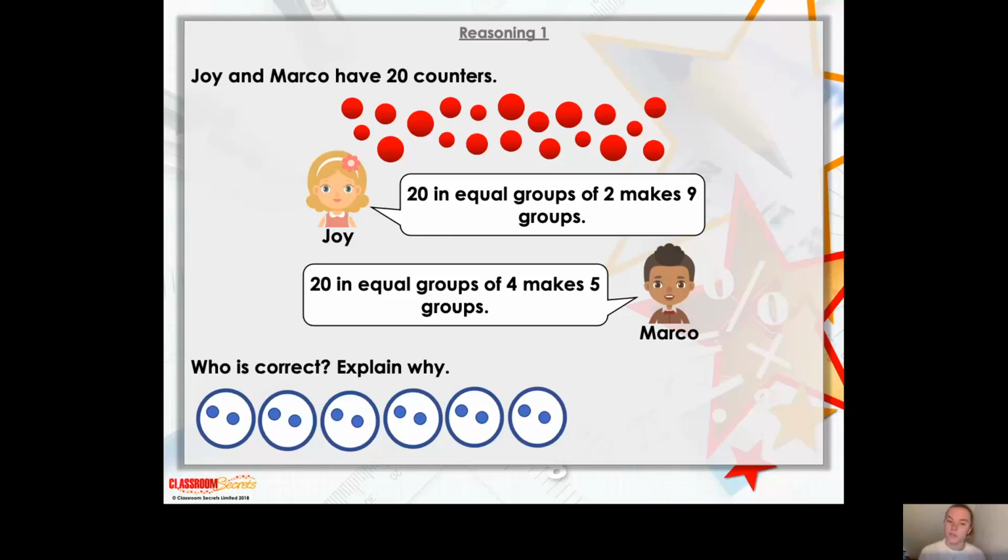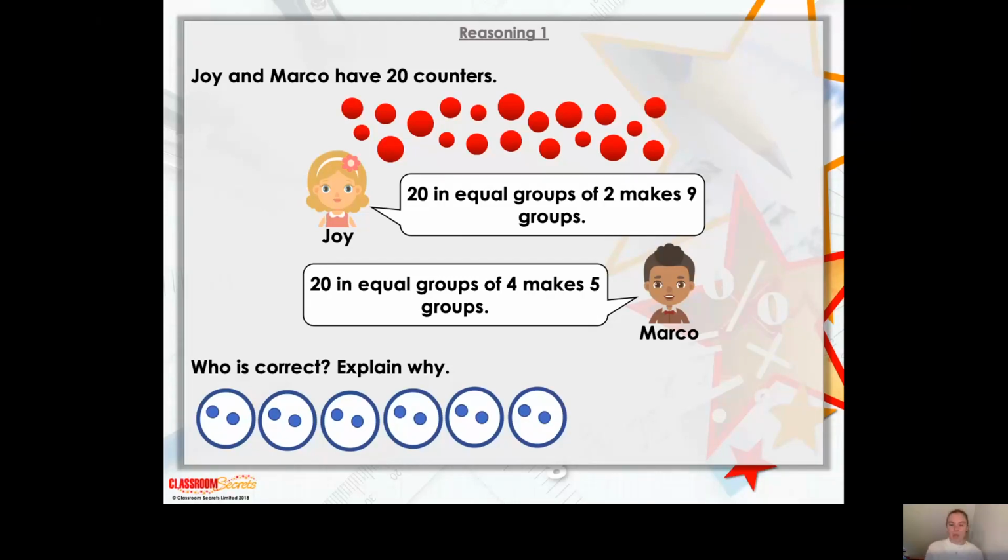need 20 counters. So can you pause the video and finish off Joy's groups and find out how many groups she's made once she has 20 counters in total? Remember, we're on 12 counters. And then after you've done that, you need to try Marco's groups. So you need 20 counters in total, and you need to put them in equal groups of 4. So 4 in each group, and check, have you got 5 groups once you've used all 20 counters? Okay, pause the video now and have a go.